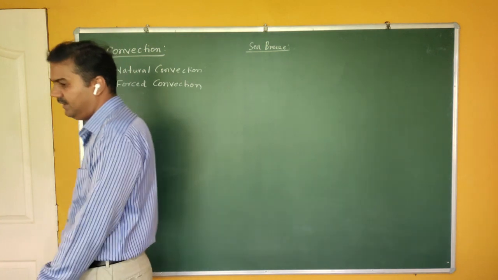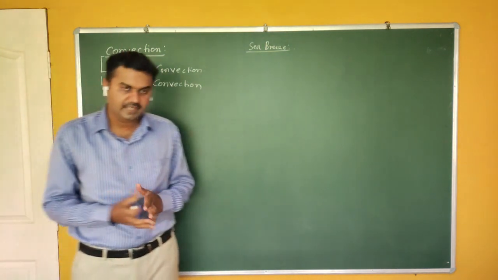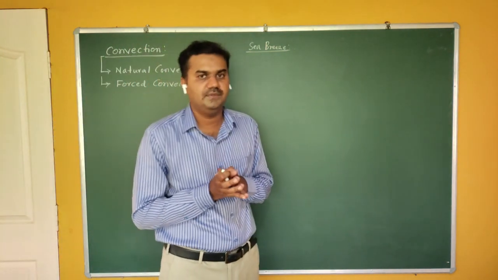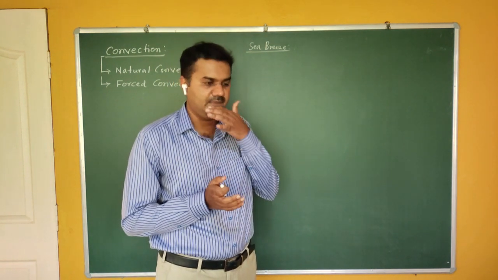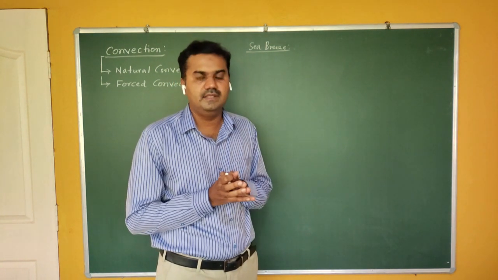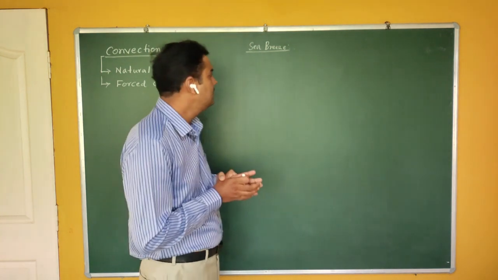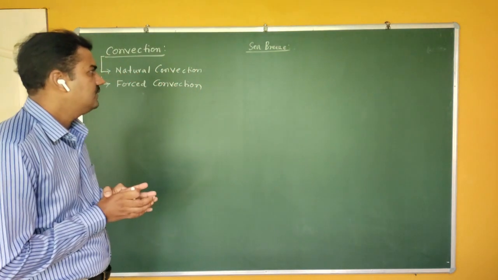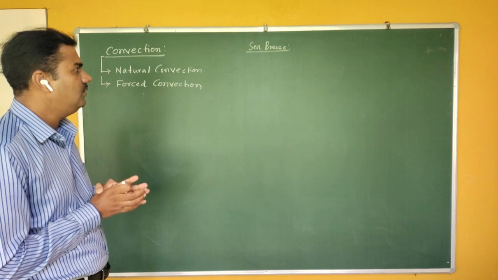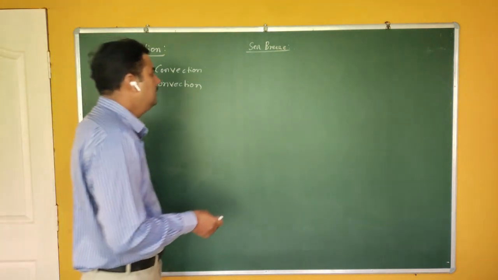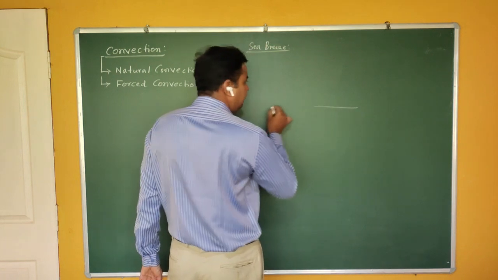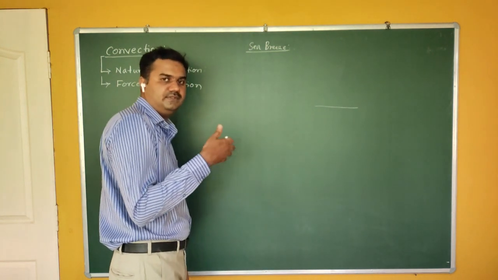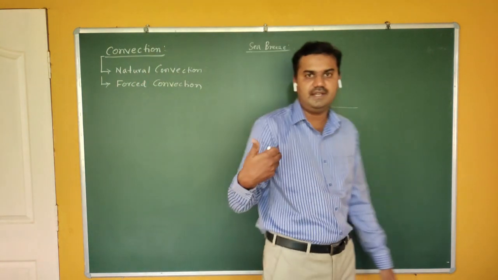Breeze means it is a cool air. If this cool air is coming from sea, then we call it as sea breeze, and the reverse one is land breeze. If the cold air comes from land, then we call it as land breeze. So first let me discuss about sea breeze. Sea breeze means now this breeze take place near the beach. So sea and land is present.